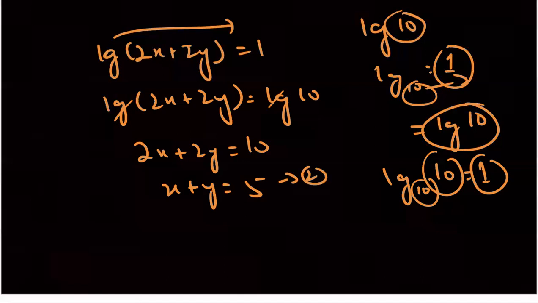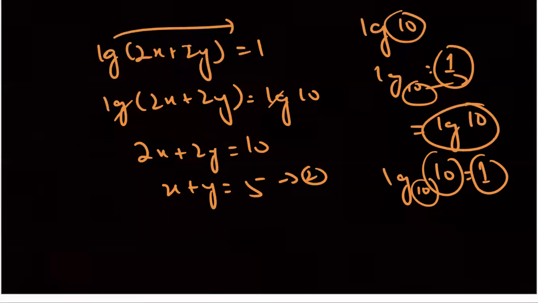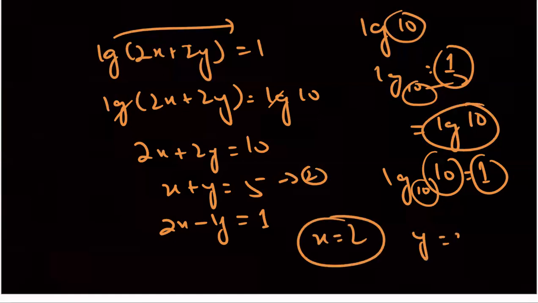And the first equation that we got was 2x minus y is equal to 1. So writing it over here, 2x minus y is equal to 1. And we are getting the values x is equal to 2 and y is equal to 3.